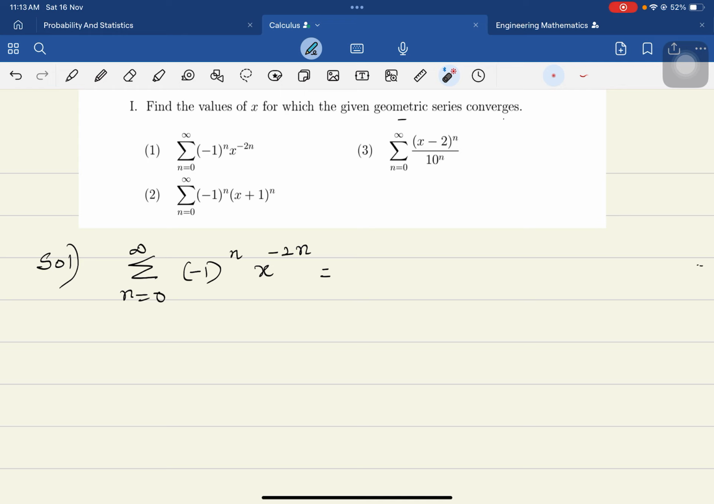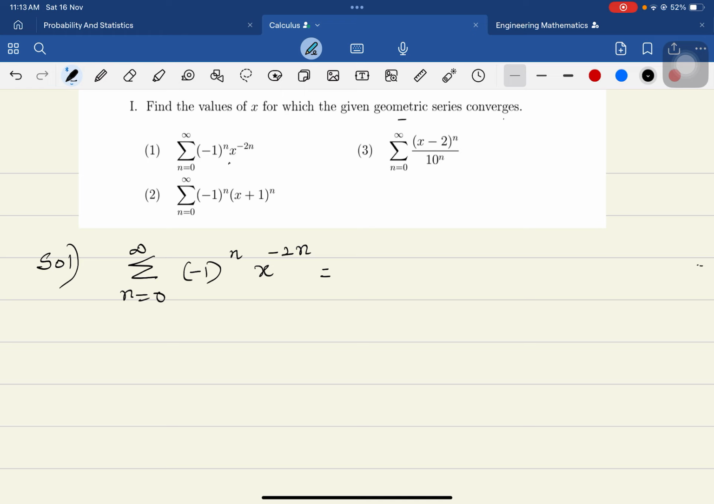So now let us start with this question: the summation of (-1)^n x^(-2n). We have to find out for which values of x the series is going to be convergent. It is very much clear that it is a geometric series. Now let us expand this series.